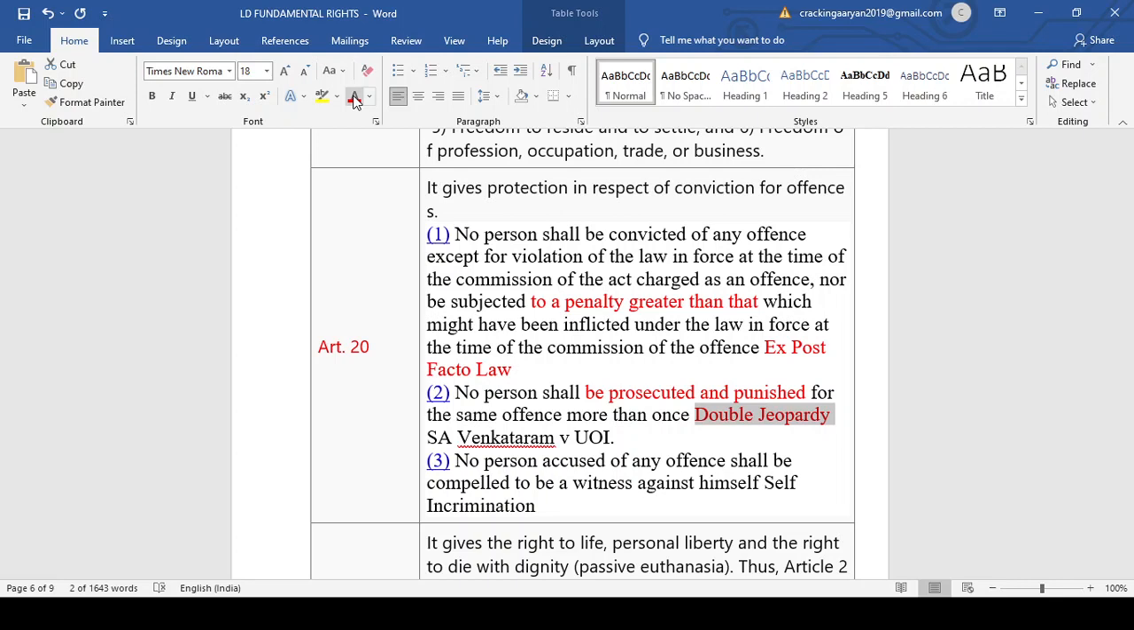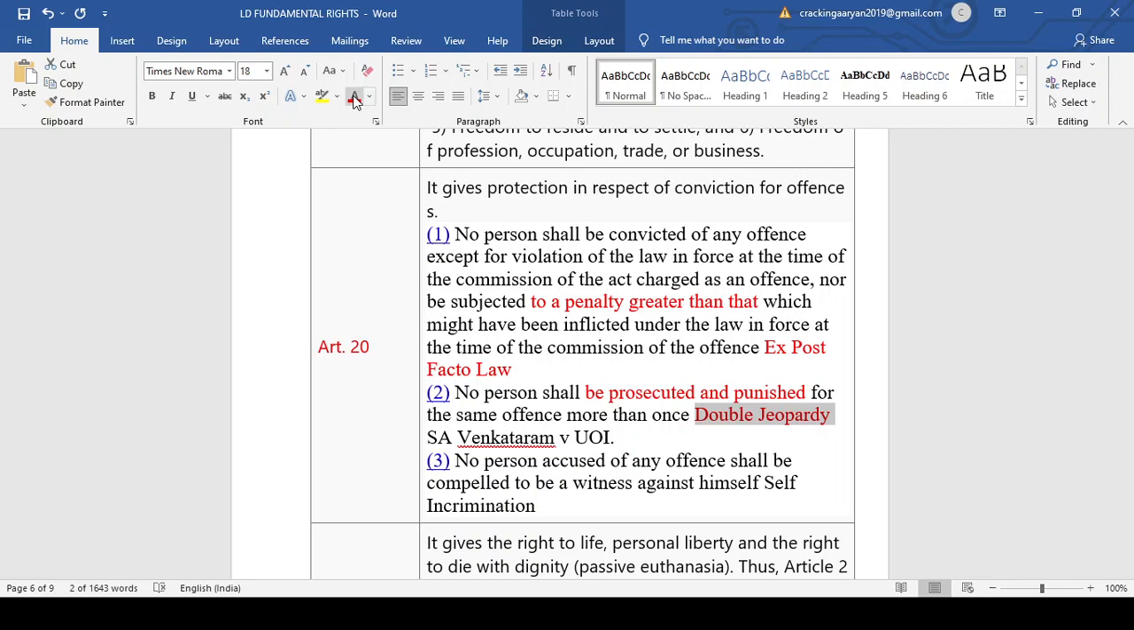An FIR has been filed against Akshit, that he has committed theft. And again tomorrow another FIR has been filed against Akshit in Bombay, that Akshit has done theft. The FIR was filed against Akshit in Bangalore, and another in Bombay. Now Akshit's defense lawyer cannot claim Article 20 clause 2, because it clearly mentions that no person shall be prosecuted and punished. You cannot be prosecuted and punished for the same offense more than once.